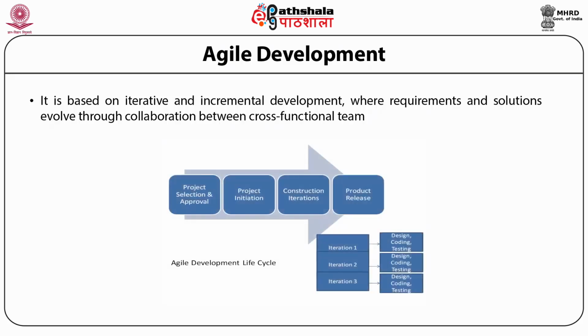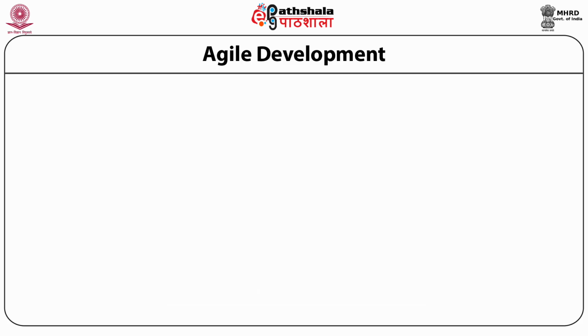The diagram of the agile development lifecycle can be observed. It goes through stages such as project selection and approval, project initiation, construction, iterations, and finally the product release. Each of the iterations will comprise the designing, the coding, and the testing.